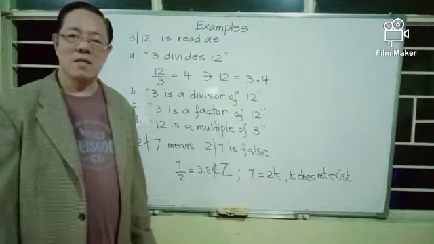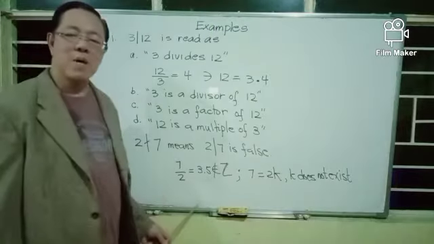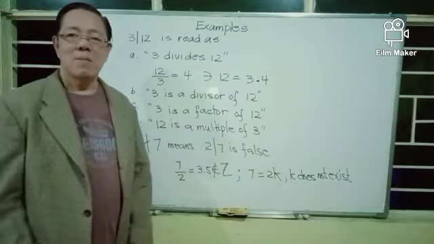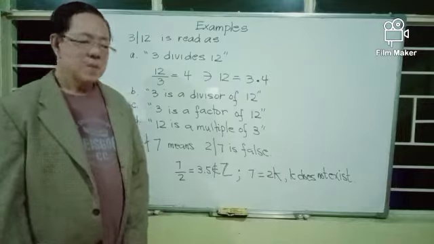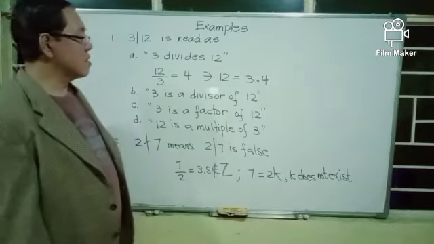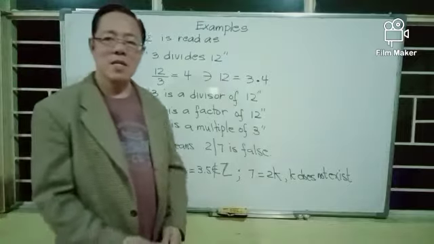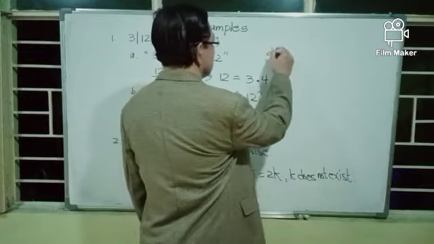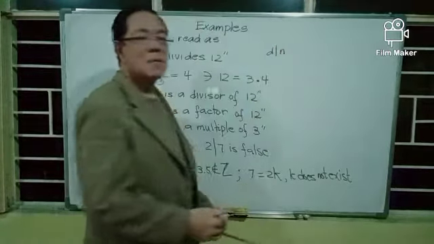Yes, we can divide 7 by 2. It's 3.5. But in the definition that says that d divides n exactly.